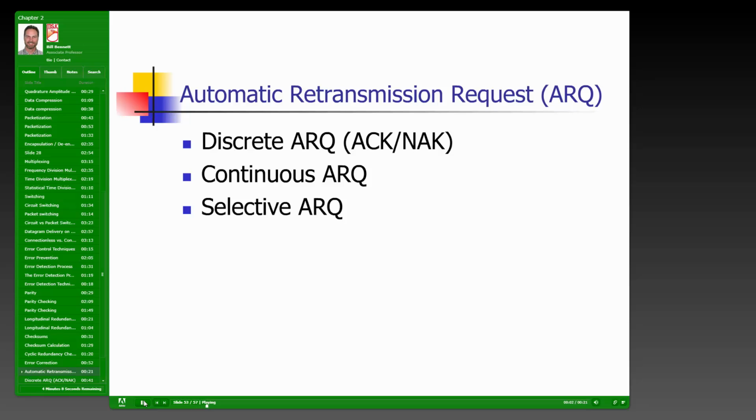So our error correction methods are known as ARQs, or automatic retransmission requests. There are three different types. We have discrete ARQ, which uses acknowledgments and null acknowledgments. We have continuous ARQ, and we have selective ARQ.